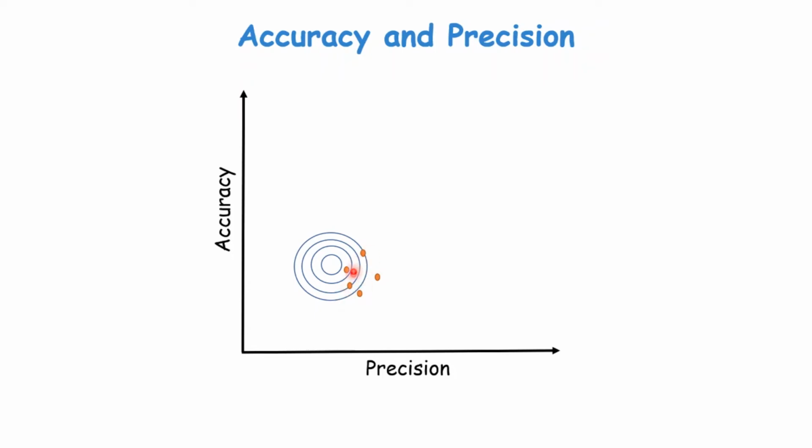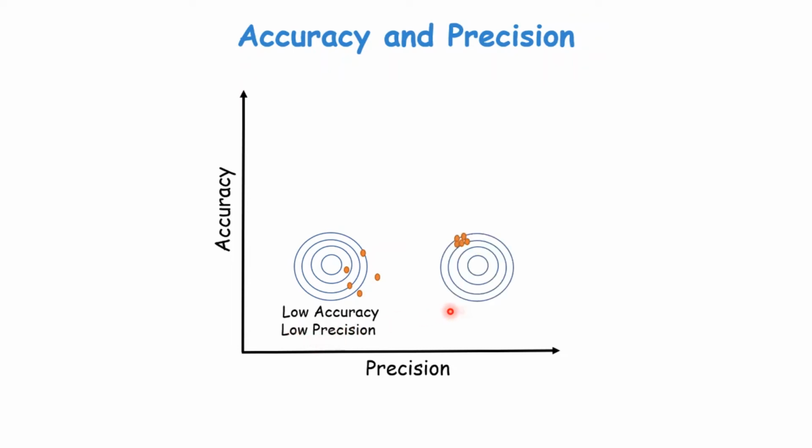And since they are scattered all over the place, they are not precise. They are not reproducible, or not close to each other. Therefore, the precision is also low. This is low precision, and this is high precision. So for this one, it has low accuracy and low precision.